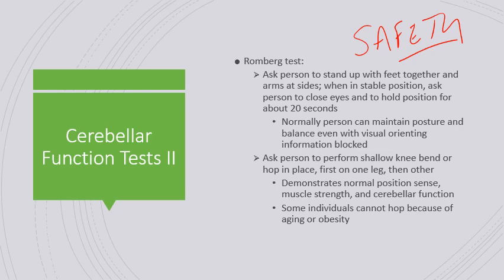Ask the person to perform a shallow knee bend or hop in place, one leg and then the other. This will make sure that they have proprioception. So you're testing their position sense, their muscle strength, their cerebellar function. Think though about what their baseline probably is. So if somebody normally walks with a walker, I'm not going to have them bend, hop, or otherwise.